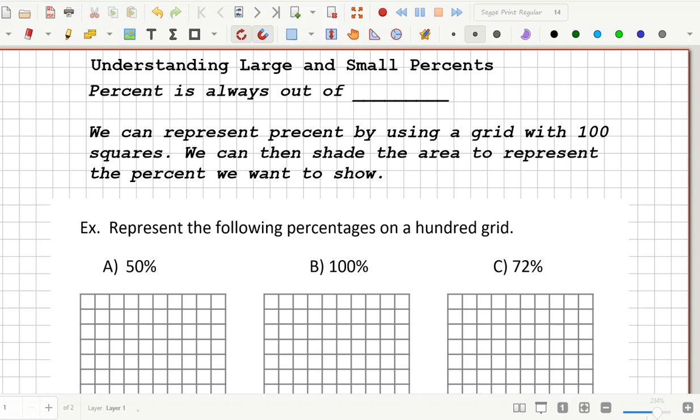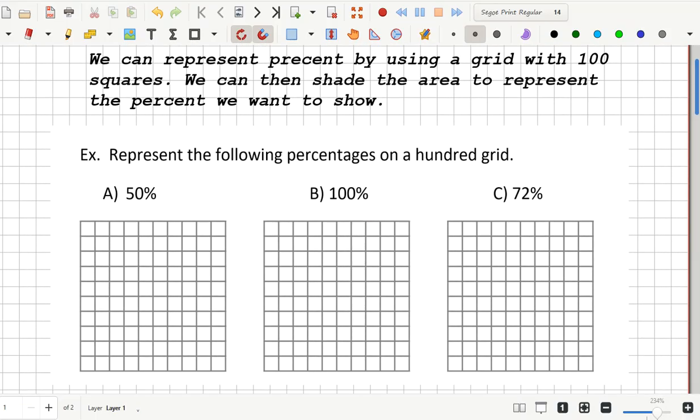Okay, so this lesson is understanding large and small percents. Percent is always out of 100. There's 100 things. If we write it as a fraction, we can write it out of 100. We can represent these percents by using a grid with 100 squares, and we can shade in the area that represents the percent we want to show.